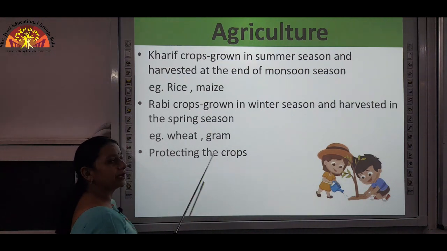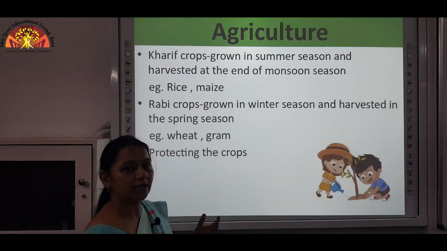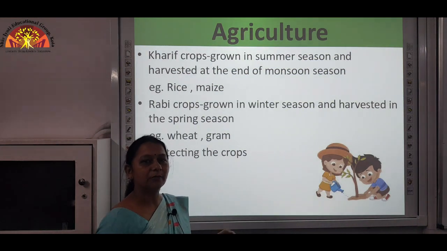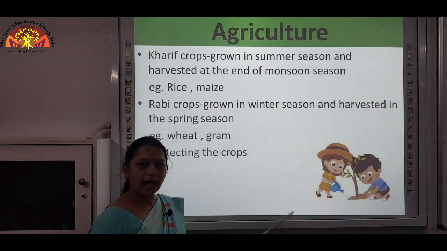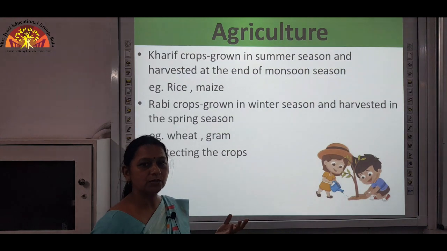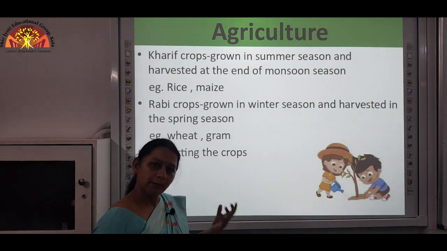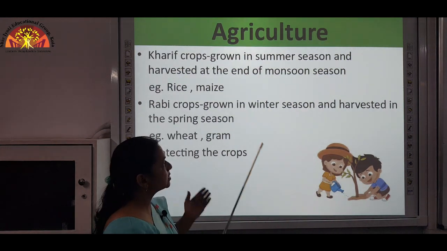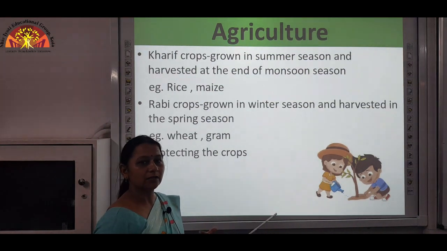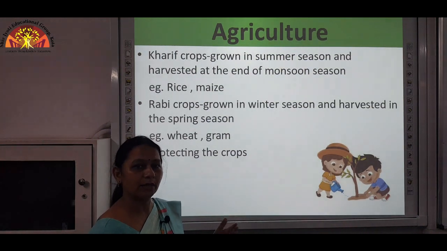Then we have protecting the crops. How do we protect the crops? The crops are protected by fencing along the fields and by scarecrows. We use scarecrows to frighten the birds away. So, this was all about our topic, chapter number 1, growing plants.